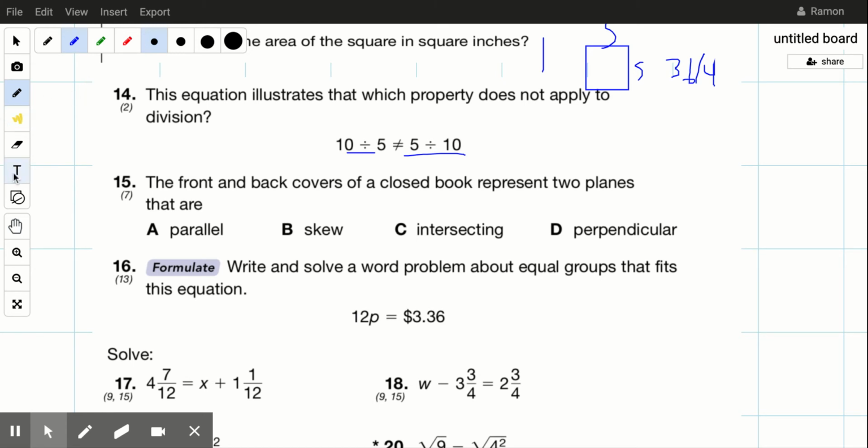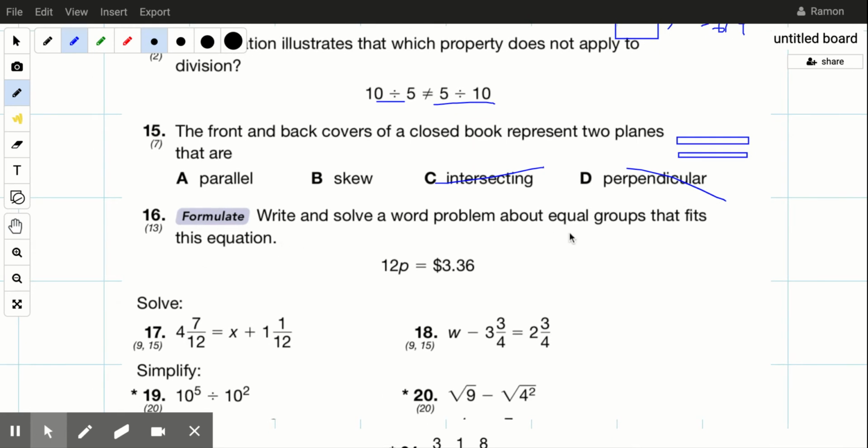The front and back covers of a closed book represent 2 planes that are what? So if you look at a book that's closed, you have the front cover and the back cover, and they actually don't ever really touch. So because they don't touch, they're going to represent a specific type. It's not going to be intersecting or perpendicular.